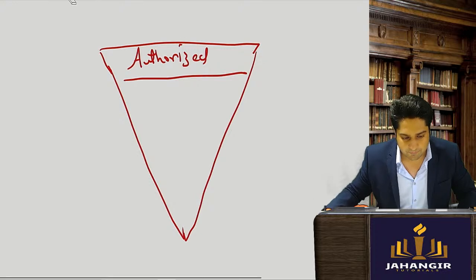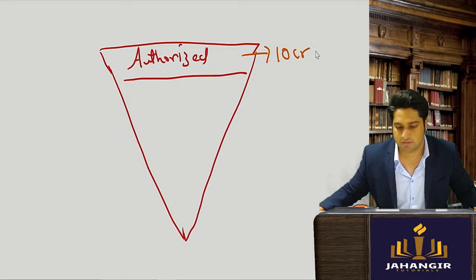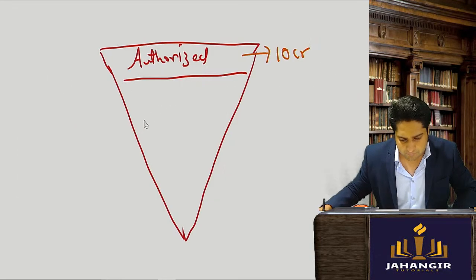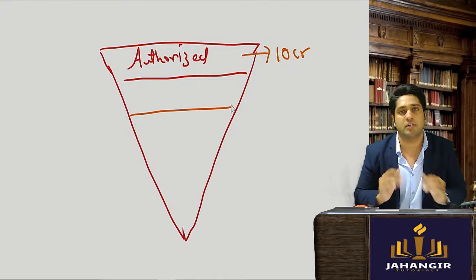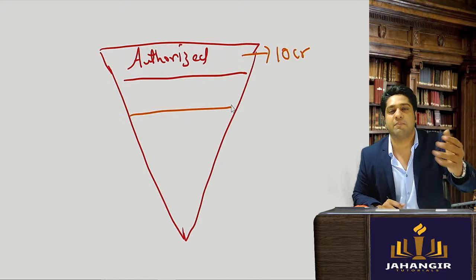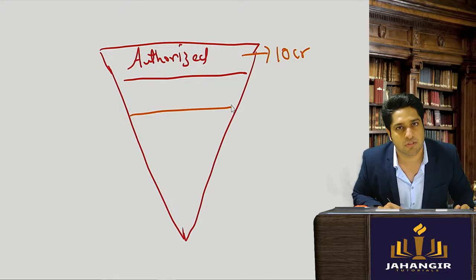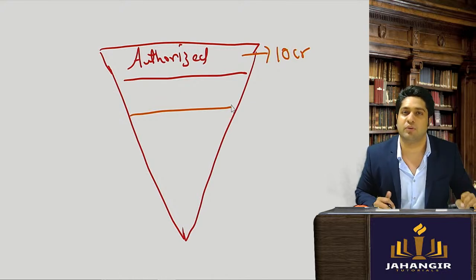Now, next thing. Let's say the authorized capital of the company is 10 crores. Would the company need this 10 crores all in one shot? The answer is no. If I permit you to take a loan of 10 crores, will you go ahead and take a loan of 10 crores? The answer is no. This is the limit that they have given you. Within that limit, you can use it.